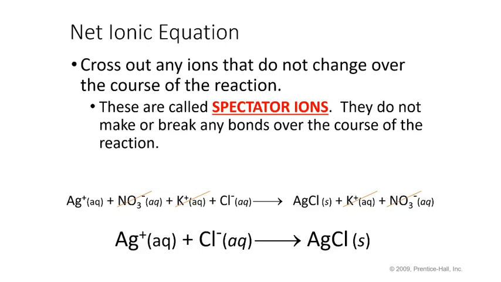The things that crossed out are called spectator ions. They do not make or break any bonds over the course of the reaction. So they're like the spectators at the basketball game. They're not going to score any points. They're not going to do anything in the game. They're just also there.